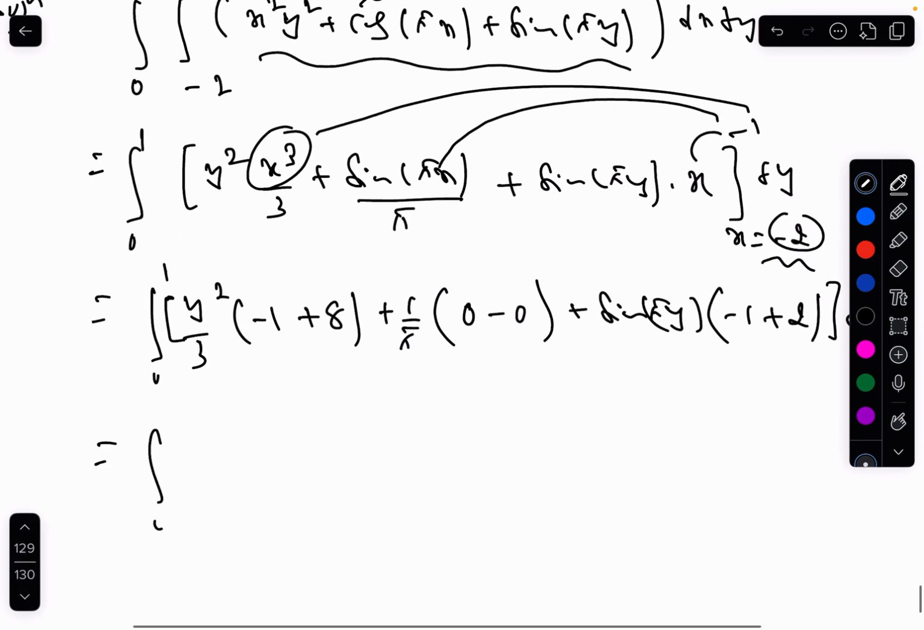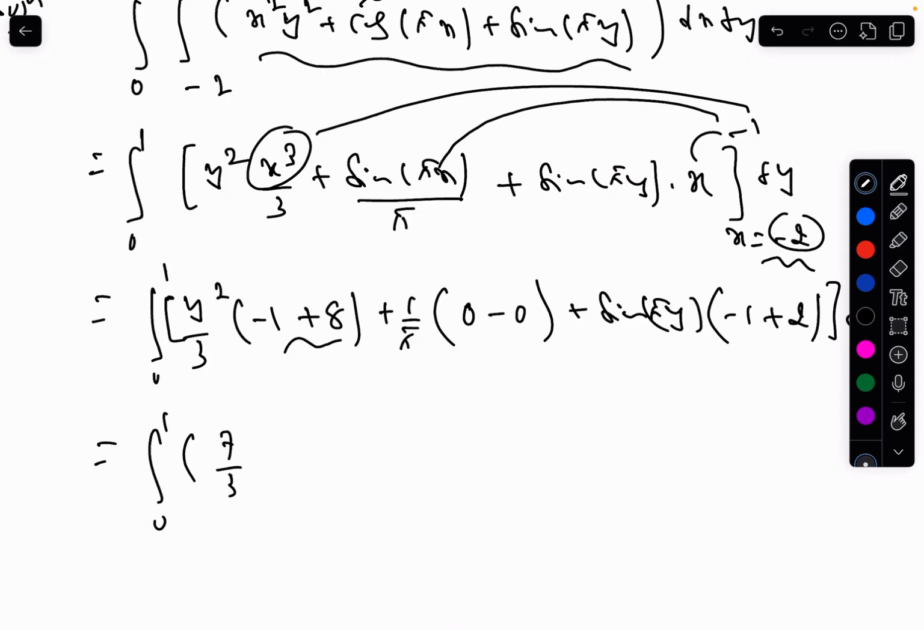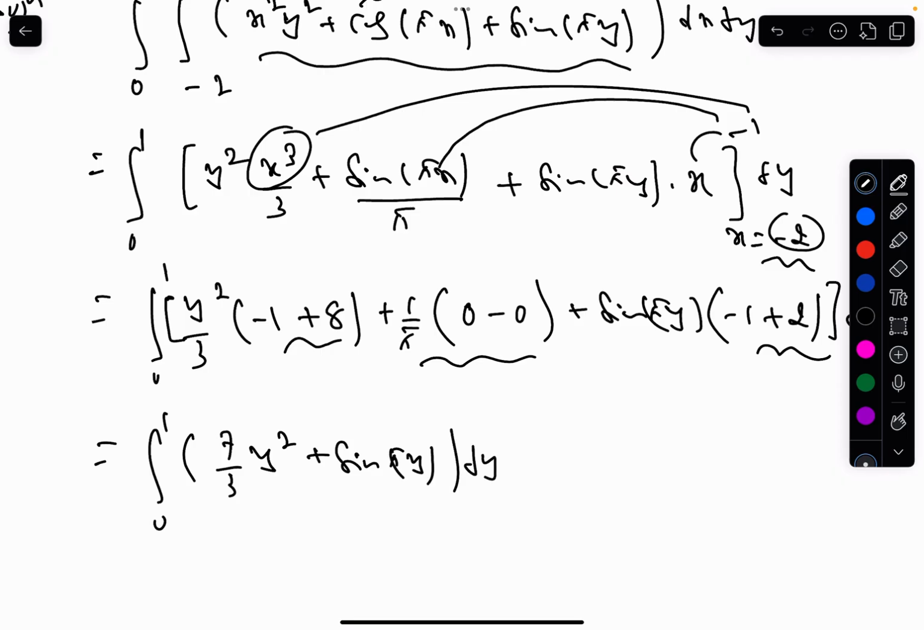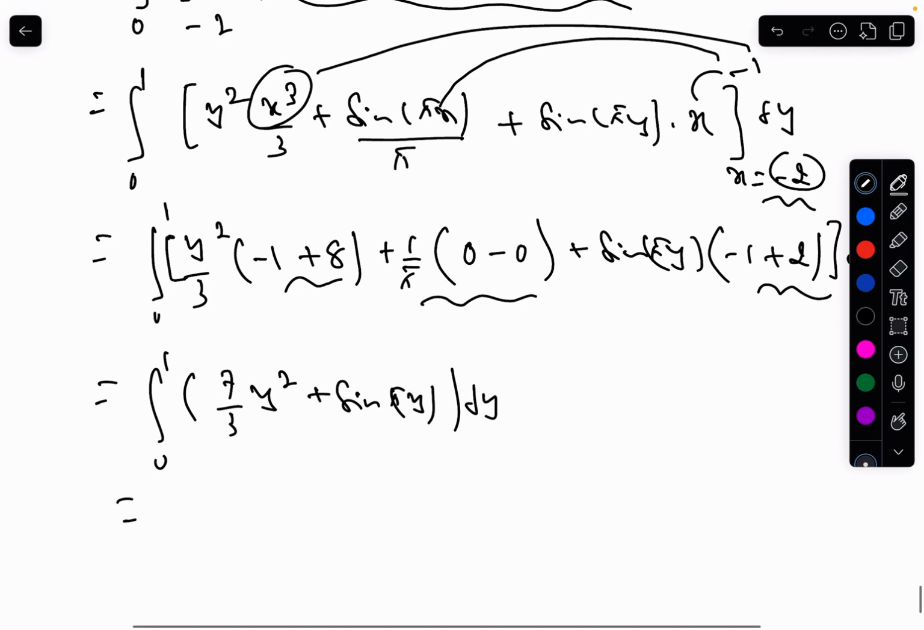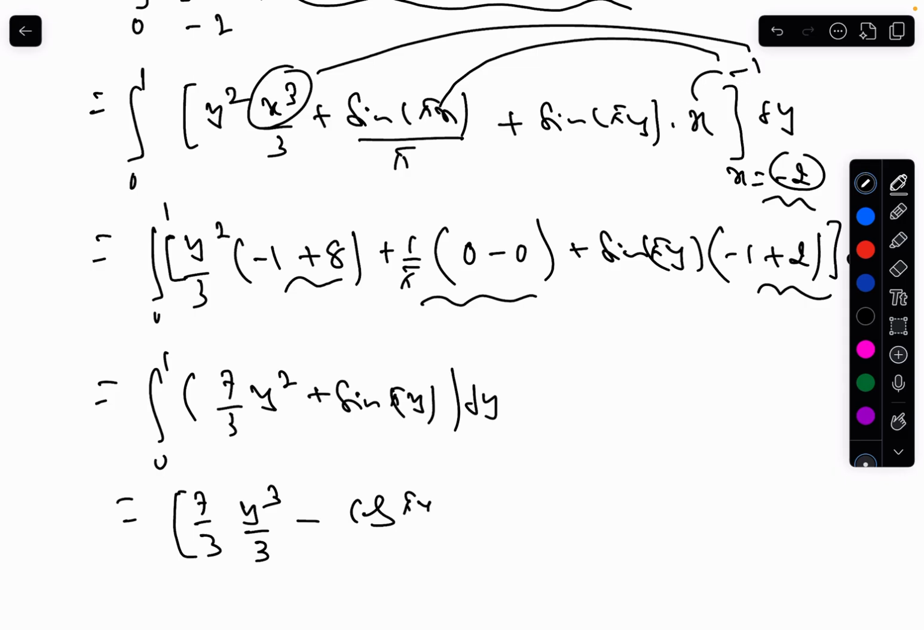So this is equal to integration 0 to 1. This is 7 by 3 y square. This is 0. This is 1 plus sine pi y dy. And so this is 7 by 3 y cube by 3 minus cosine pi y, since the derivative of sine is minus cosine, cosine pi y over pi, and y is from 0 to 1.